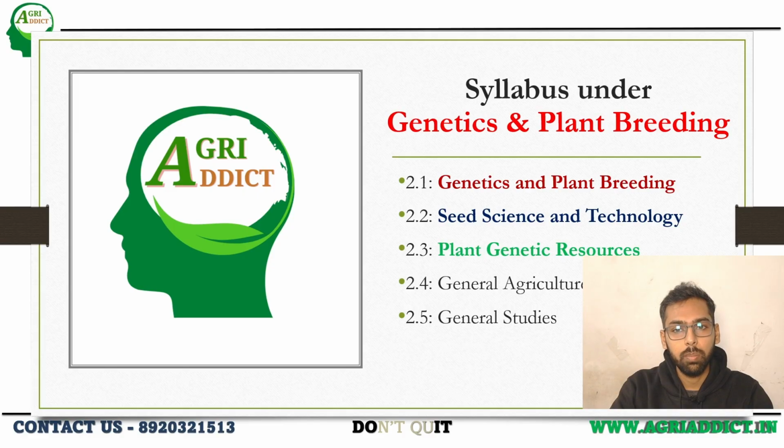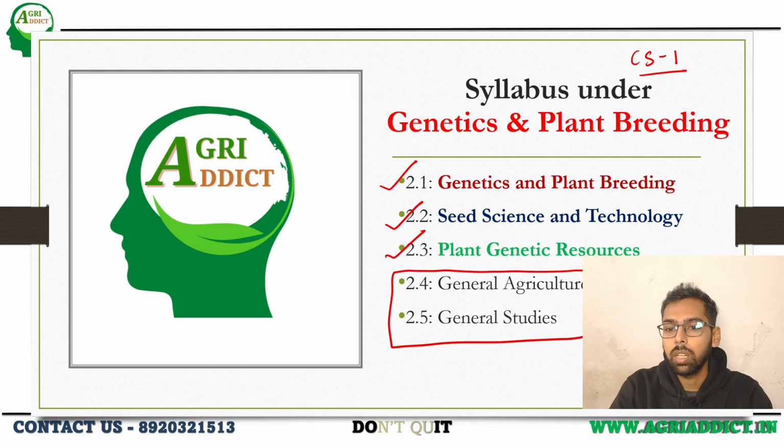Now coming to the most important part, the syllabus under genetics and plant breeding. As we discussed, this comes under crop science one, that is your core group, and in that core group there are three different subjects. One is genetics and plant breeding, followed by seed science and technology, and then plant genetic resources. Along with these three, you also need to study general agriculture and general studies, which will help you answer the part A questions. From now on we will be focusing on the syllabus under genetics and plant breeding.